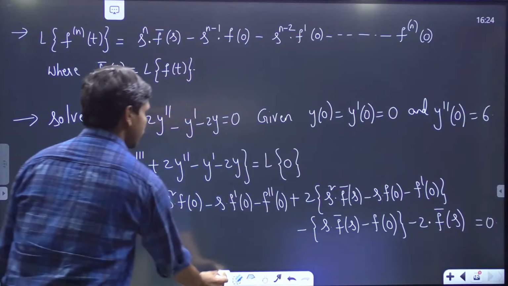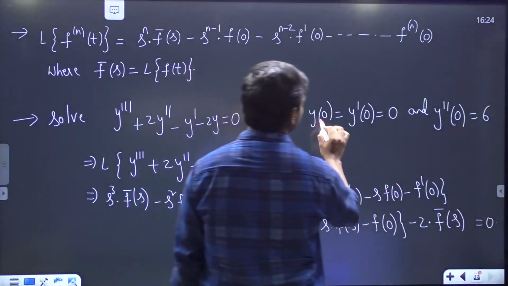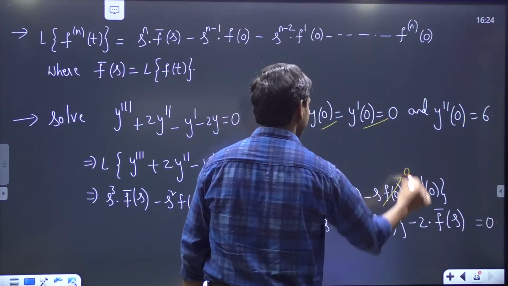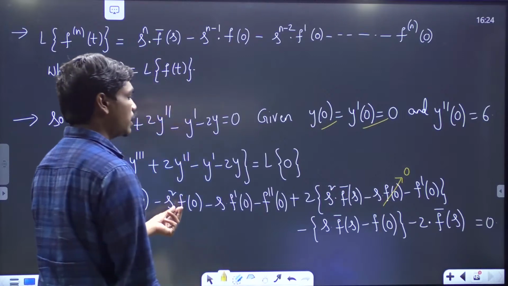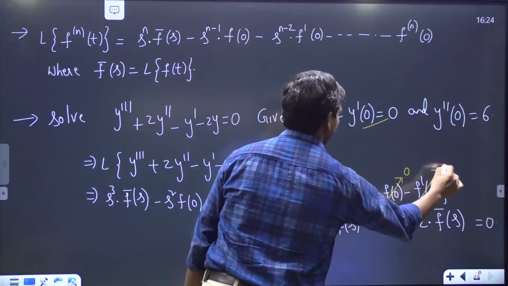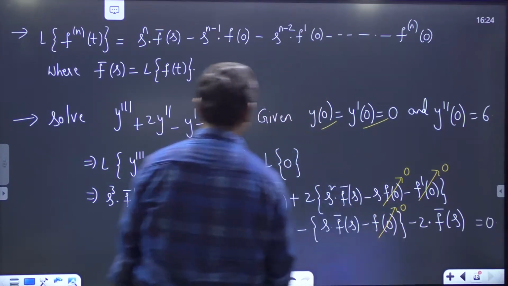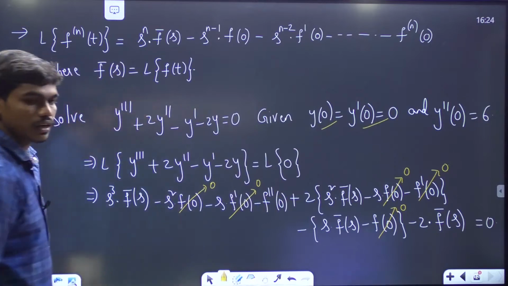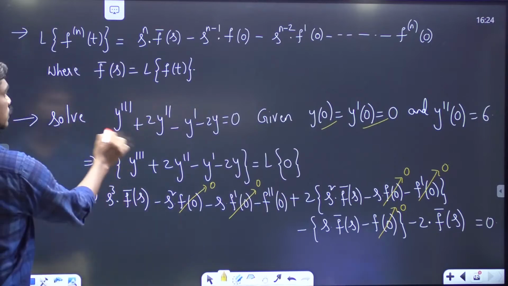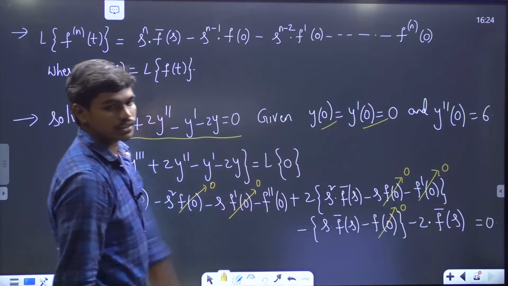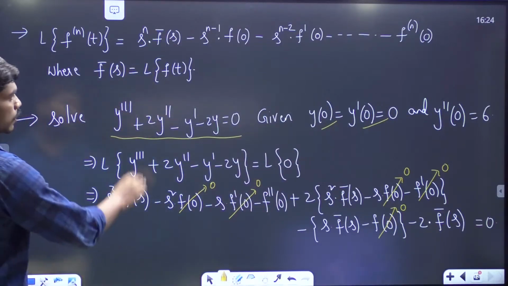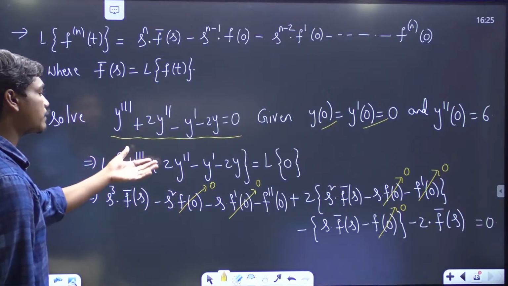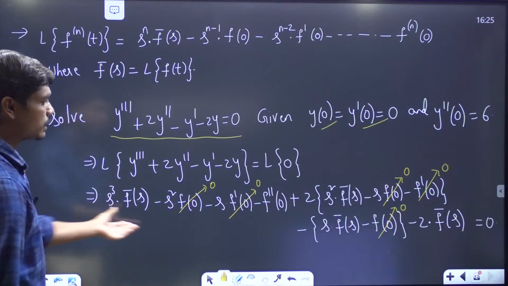Now, if you see carefully, all these values are given. Y of 0 is equal to 0, y dash of 0 is also equal to 0, which means you can write this is 0. Since we are considering f is equal to y, these two terms are zeros. So this is the question: solve this differential equation with these initial conditions. We are solving this differential equation with the help of Laplace transforms, and then you have things like this.